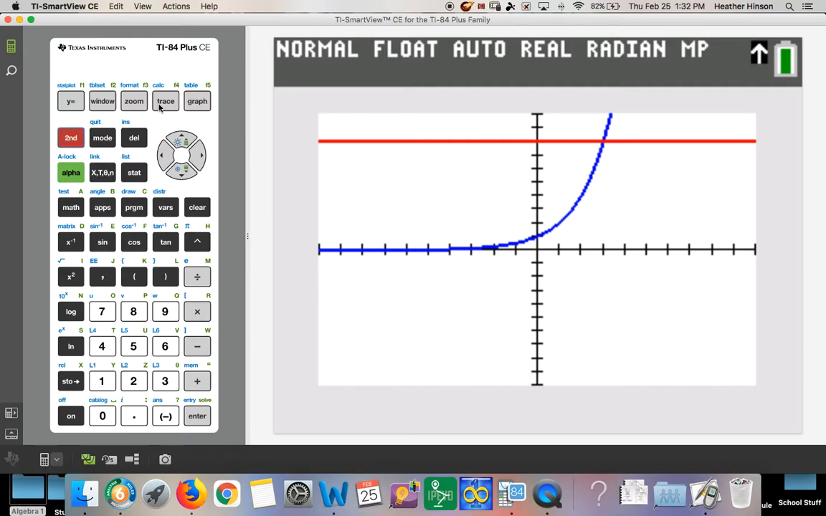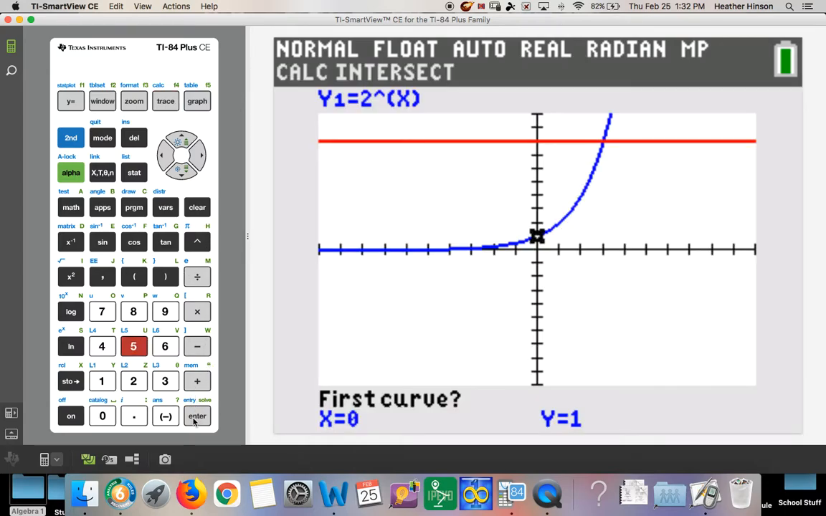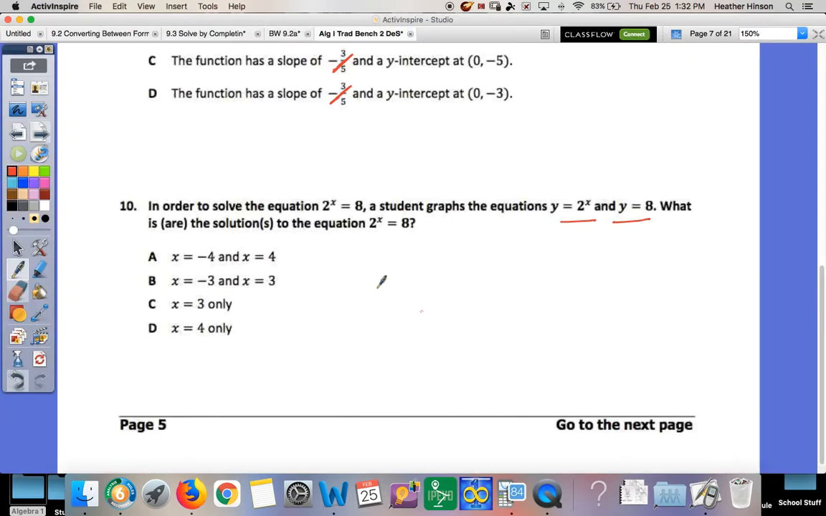So we're going to do second trace 5. Find that intersection. And then your calculator is going to be slightly different, so just follow the directions on the screen until you see the word intersection. So to get to 8, x is going to be 3. So C, x equals 3 only. And that's because 2 to the third power is 8. That's 2 times 2 times 2. That gives us 8.